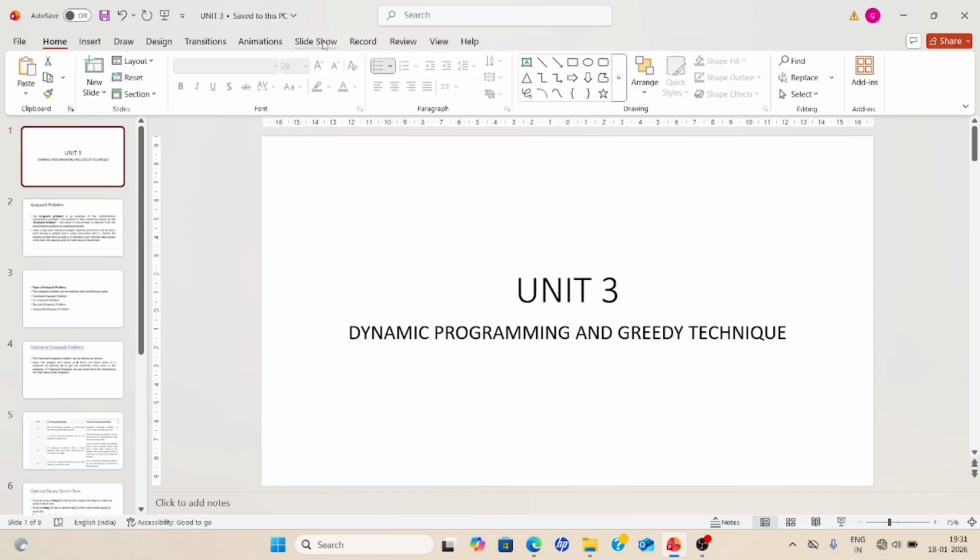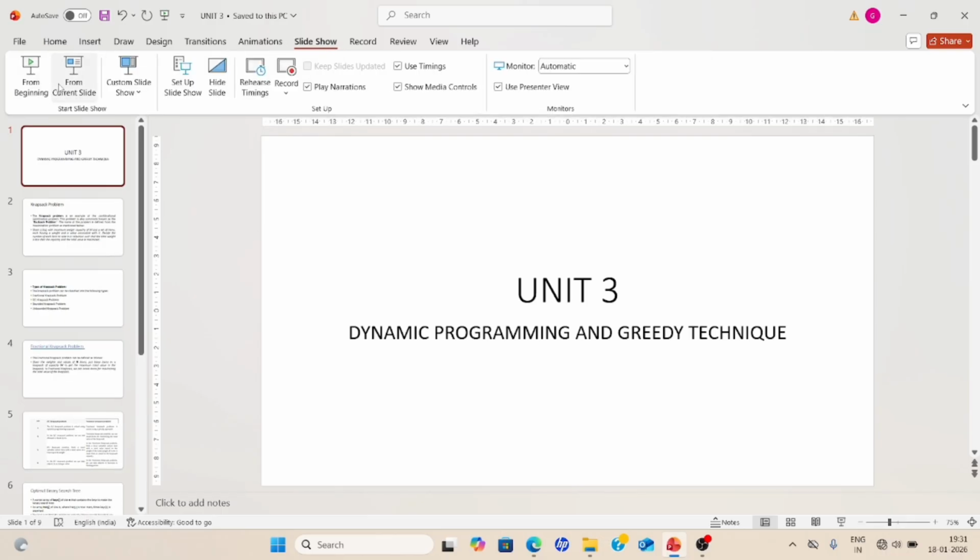We are going to discuss Unit 3 of Design and Analysis of Algorithms. The title is dynamic programming and greedy technique. First of all, we have to discuss what dynamic programming is. Dynamic programming is nothing but dividing a problem into n number of subproblems, overlapping the subproblems and storing the results to avoid recalculation.